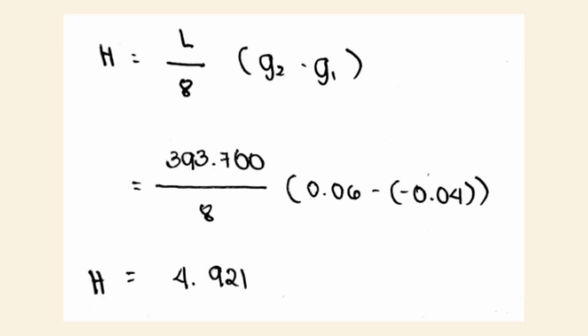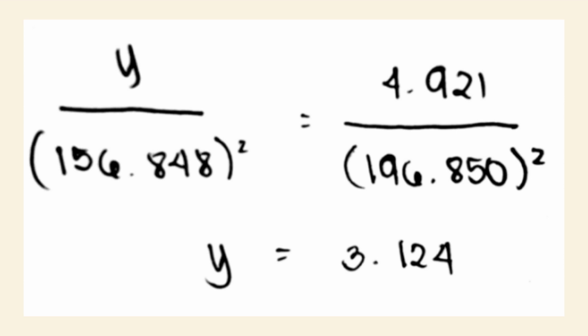The stationing of the PT now would be 27 and 12.850. So for C, like before, we need to find first the values of h and y. So for h, it is L over 8 multiplied by G sub 2 minus G sub 1. Substituting values, we have 393.700 over 8 multiplied by 0.06 minus negative 0.04. So the value of our h would be 4.921.